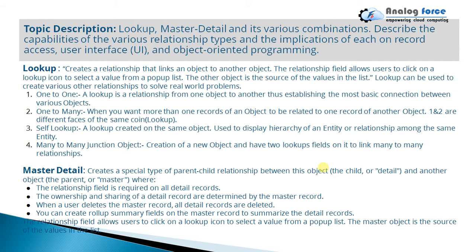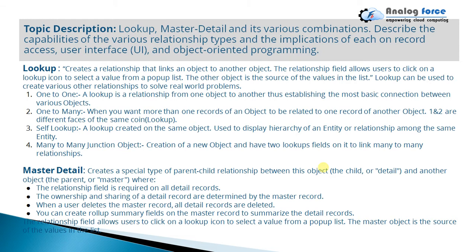The ownership and sharing of the detail record are determined by the master record. That is the point which needs to be taken care of before planning the data model. So it simply means that if a master record is deleted, the child will also get deleted. If a particular user has ownership of the master record, they will also own the child records. If a user can view the master record, they can view the child records as well, and so on.